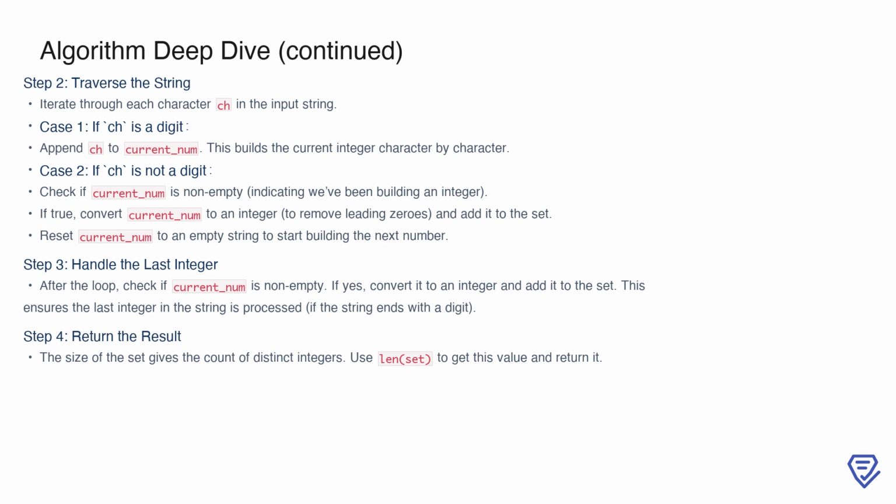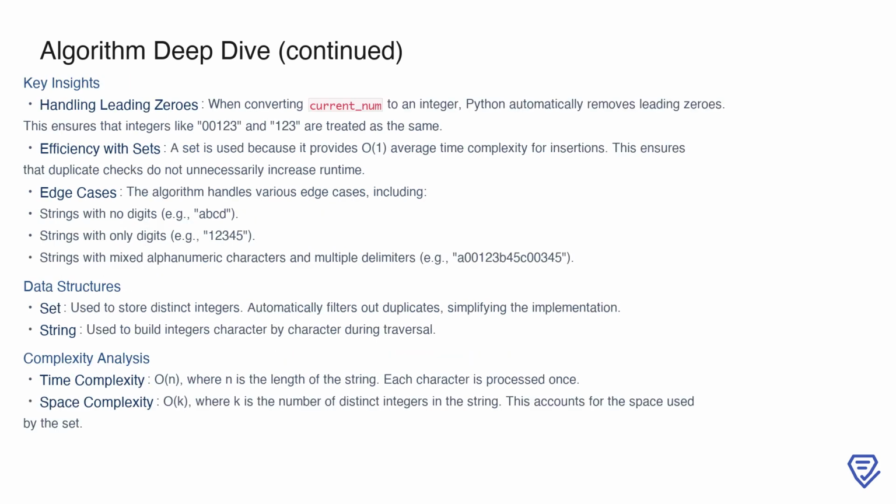Once all characters have been processed, the size of the set gives us the count of distinct integers, which we return as the result. This algorithm has a few key aspects that make it both efficient and robust. First, when we convert current_number to an integer, Python automatically removes leading zeros, which simplifies our implementation and ensures numbers like 00123 and 123 are treated as the same.